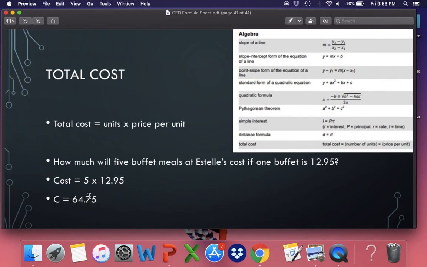And finally, total cost. Total cost is the number of units times the price per unit. How much will 5 buffet meals at Estelle's cost if one of the buffets is $12.95? So you're getting 5 units, 5 people, eating at $12.95 per person. 5 times $12.95 is $64.75. And that's the math formula sheet in a nutshell.